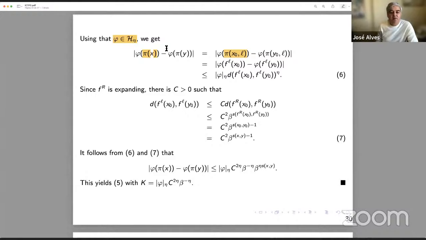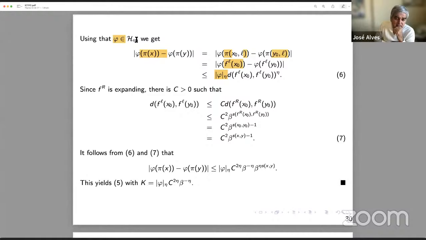According to what we have said before, this X is precisely (X0, L) and the same for Y, which is (Y0, L). According to the definition of pi, pi of this point is precisely this, and the same for the other one. And so we have phi composed with F^L of X0 bar. We can use the Holder semi-norm of phi times the distance to the power eta. This is just the definition of the space H eta, so this is the Holder continuity.